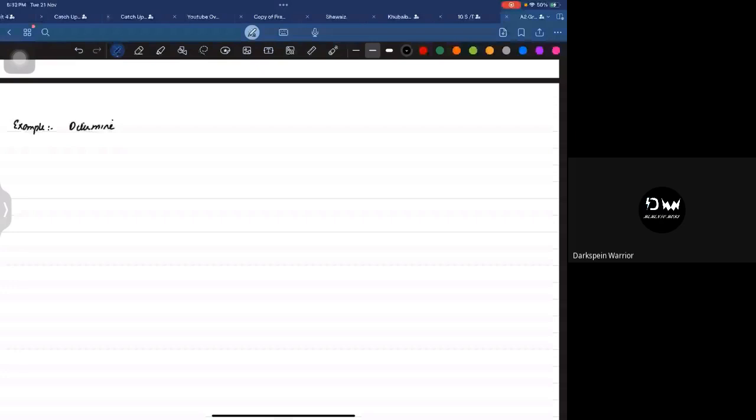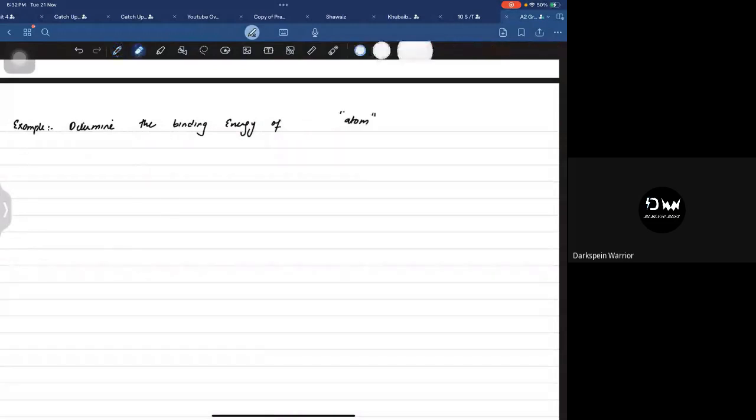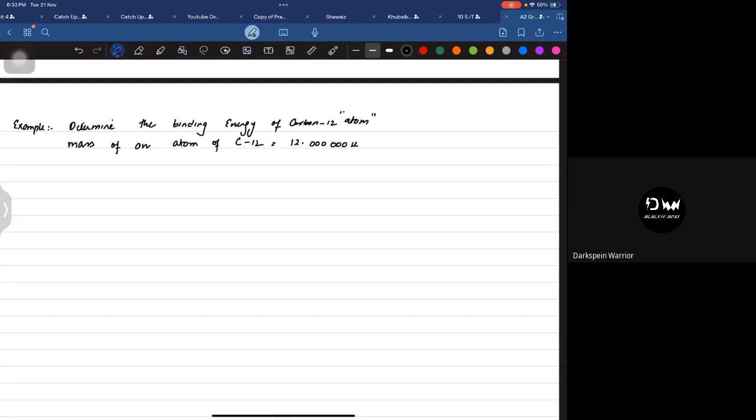So now it says determine the binding energy of carbon 12 atom. Now, if they say atom, then automatically it means that you need to include the mass of electrons as well. Mass of an atom of carbon 12 is equal to 12.000000 U. Now, if they give you six decimal places, you need to remember to calculate everything up to the given precision. Precision means decimal places. Otherwise, your answer will not be correct.